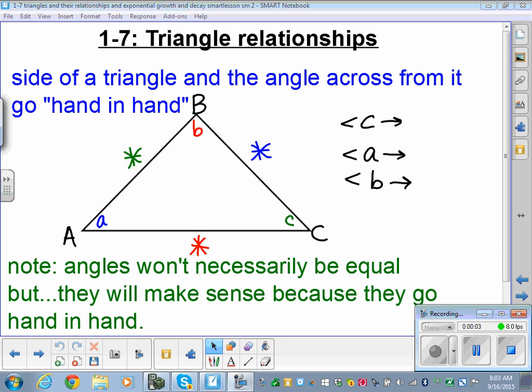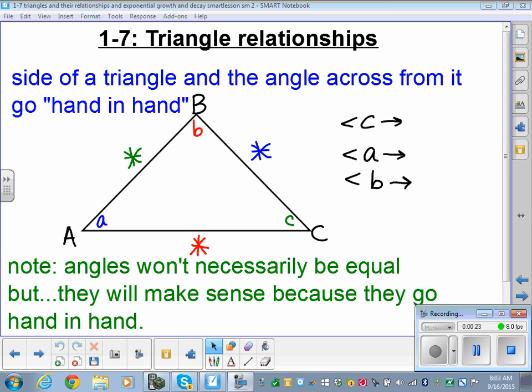Okay, so today we're going to be dealing with triangle relationships. We're going to talk about triangles, a few things we see with triangles, that we know with triangles, and that you'll always know with triangles. The first thing I want to talk about is how sides of triangles and the angle across from it go hand in hand.